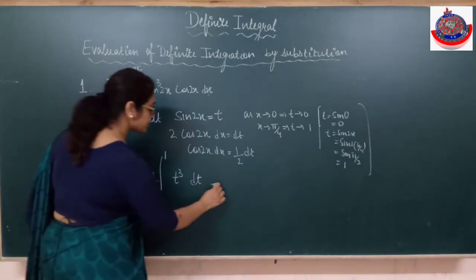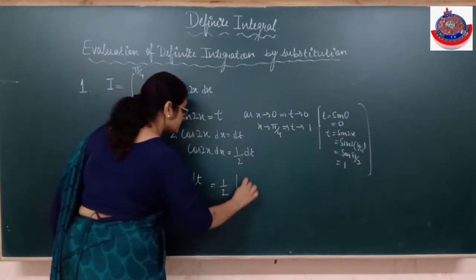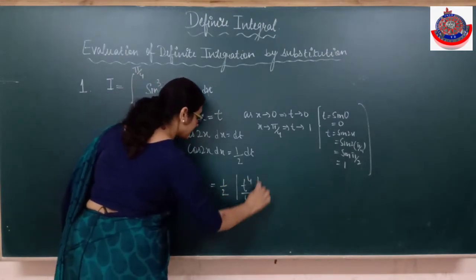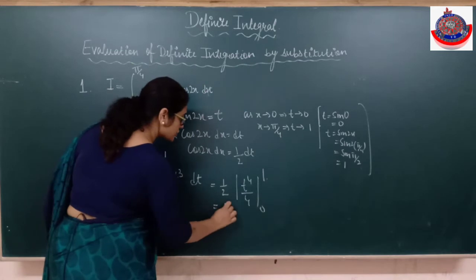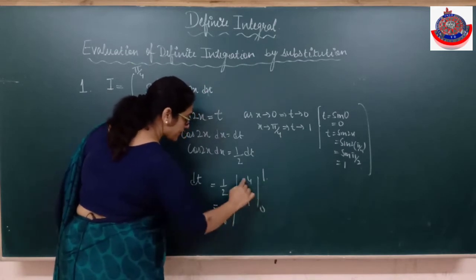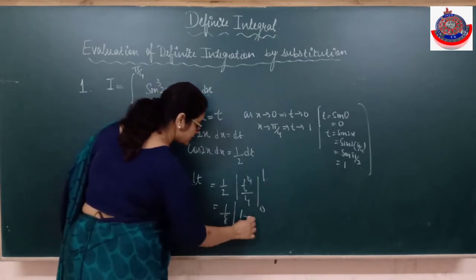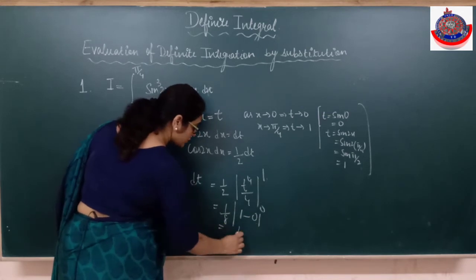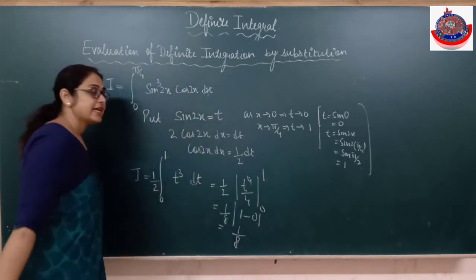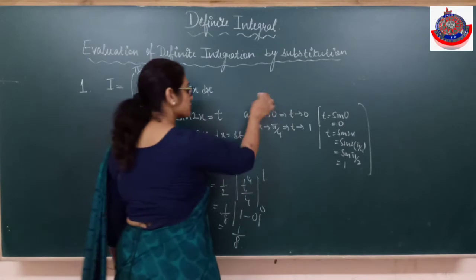Now we know the integration. Increase the power by 1 divided by the increased power. The constant I am taking out. Upper limit 1 raised to power 4 would be 1, 0 raised to power 4 would be 0. So 1 by 8. Is it clear? So only this is the change.